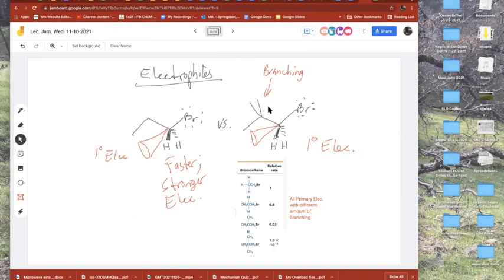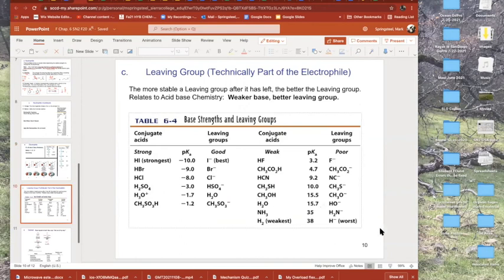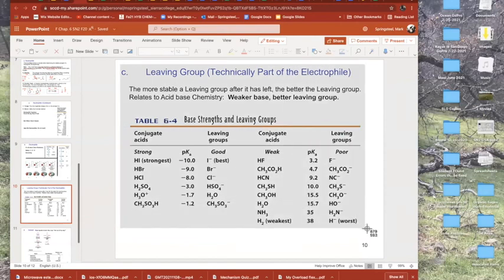So Ryan's asking, is this a tert-butyl? Yeah, we can call that a tert-butyl. That's right. Four carbons like that. We can call it tert-butyl. I want to do electrophile, but we're going a long time. Let me just do it really quick. Then we'll do solvent next time. Not electrophile, I'm sorry, leaving group. This will just be really quick.